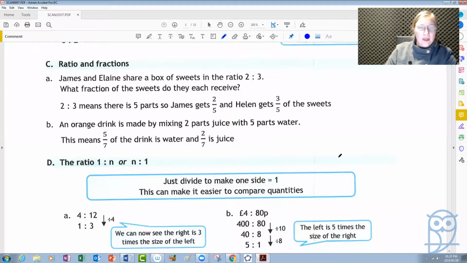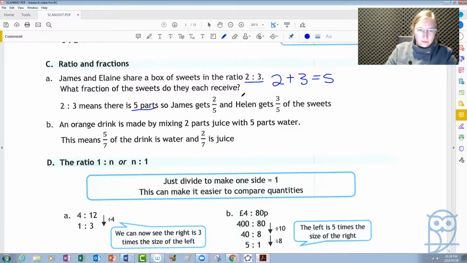Okay, so the next part is sharing things in a ratio. Here we've got James and Elaine sharing a box of sweets in the ratio 2 to 3. The first thing you have to do is add these together. So 2 plus 3 gives us 5. That means that there are 5 parts we need to divide this into.